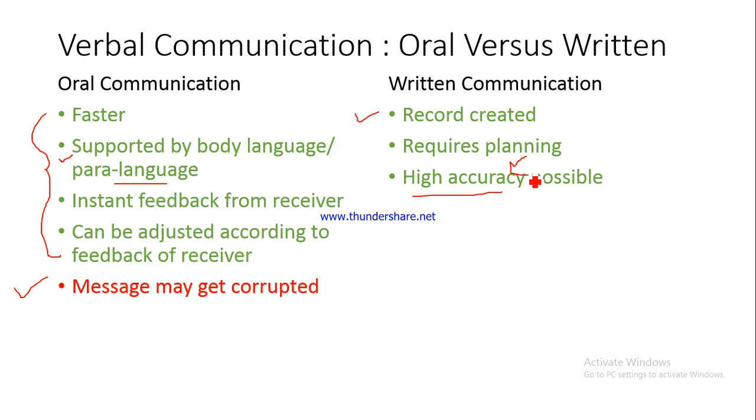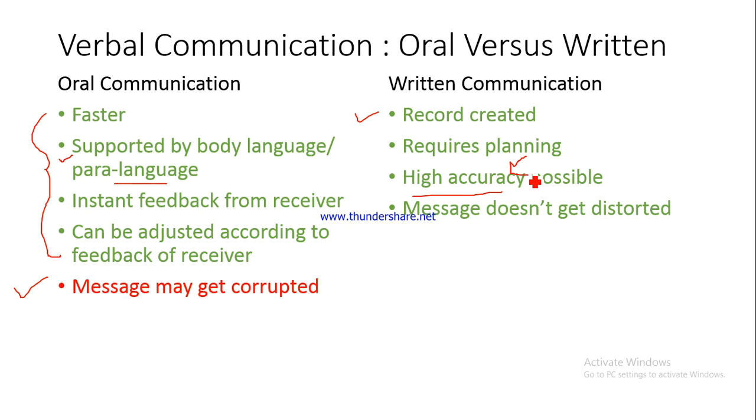So take the example of when you are making an assignment. You would most likely be relatively more accurate than when you are making a presentation. Fine. So in written communication, high accuracy is possible because you are planning. And you are planning because you know that a record is going to be created. If I say something which is not correct, which is factually wrong, it may also get recorded, right? So you plan your written communication, that is why high accuracy is possible.